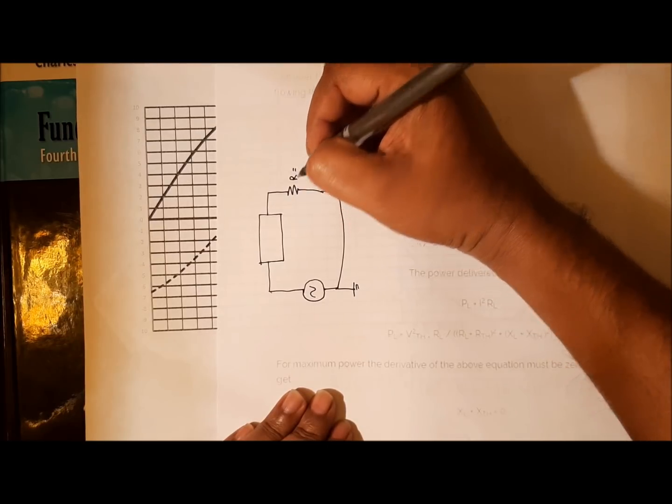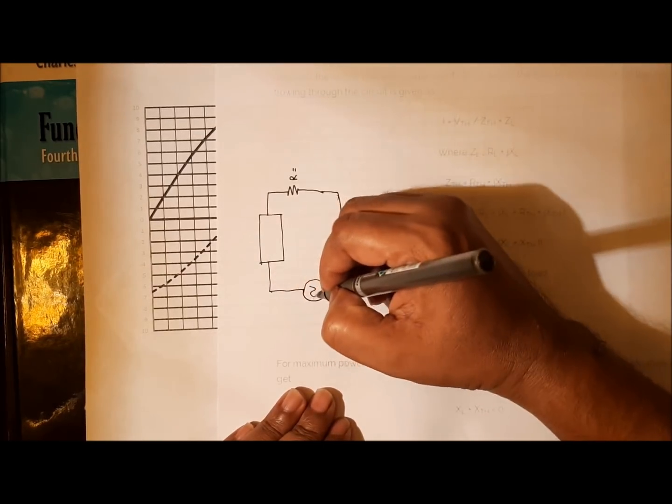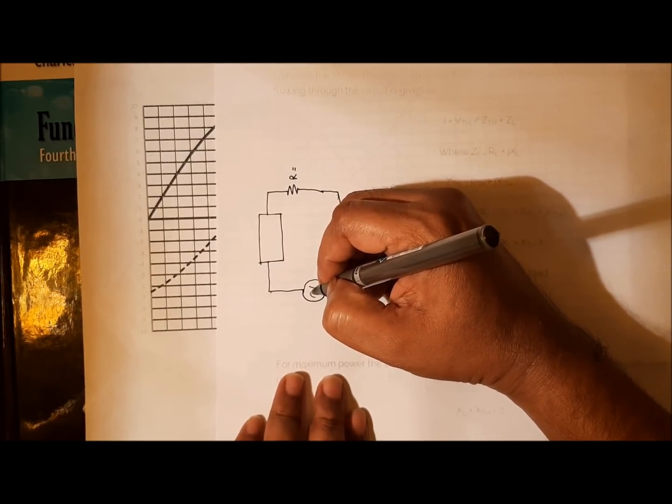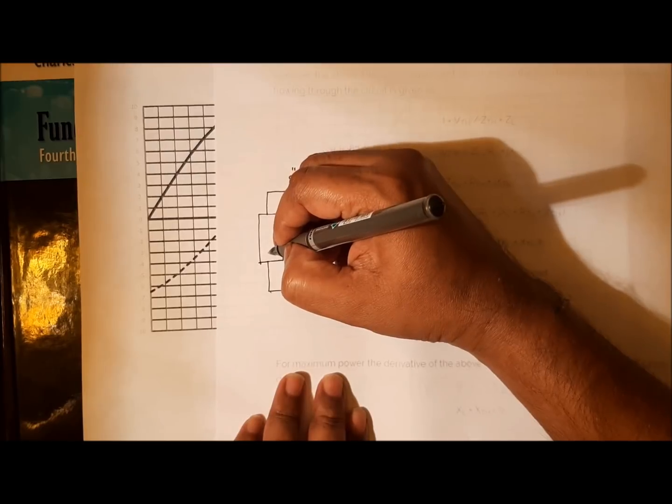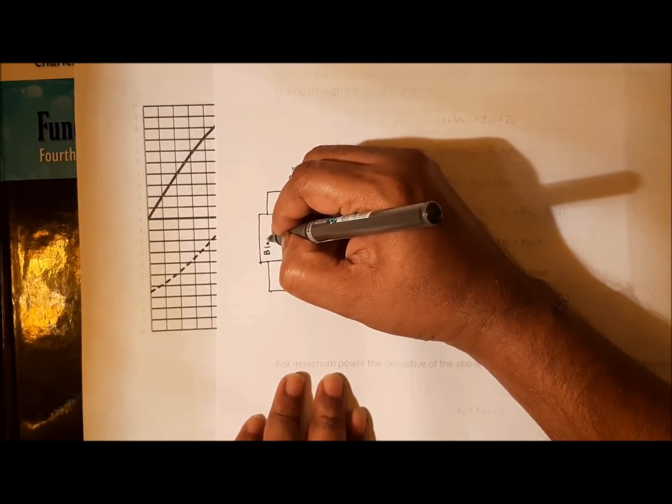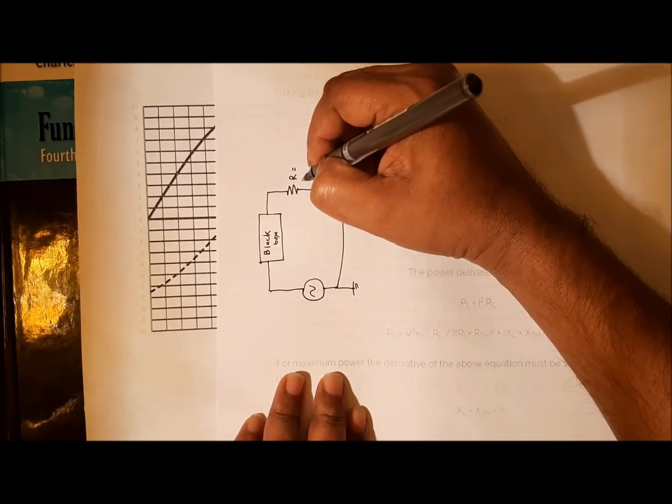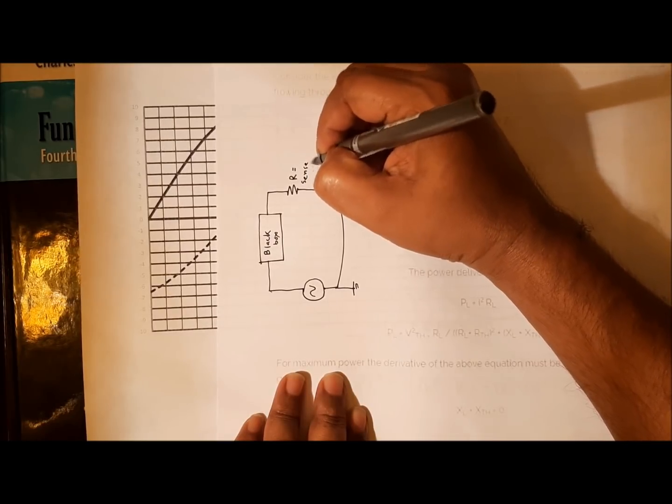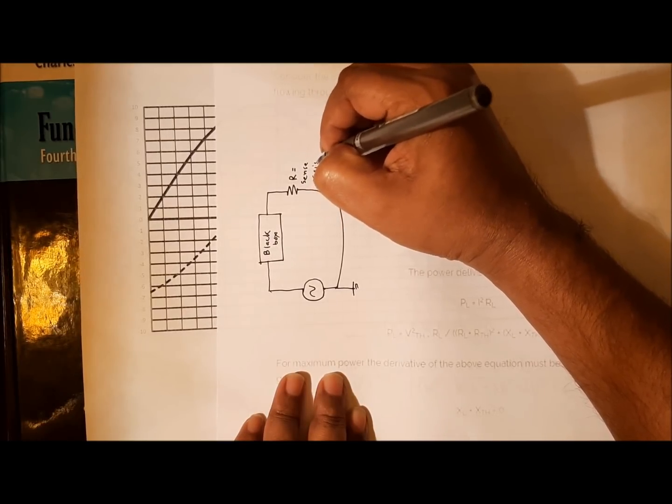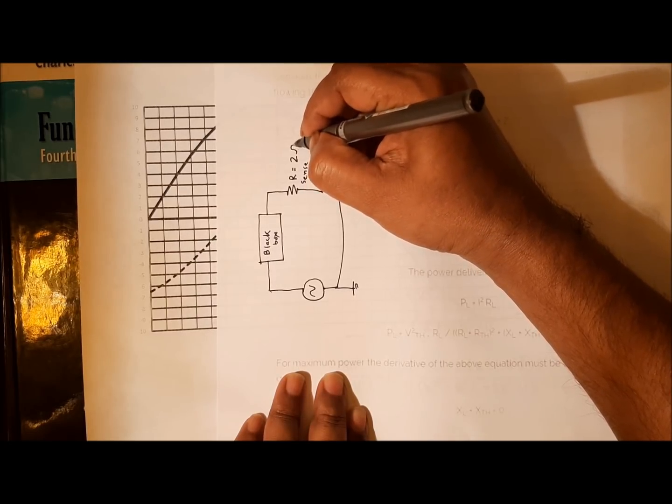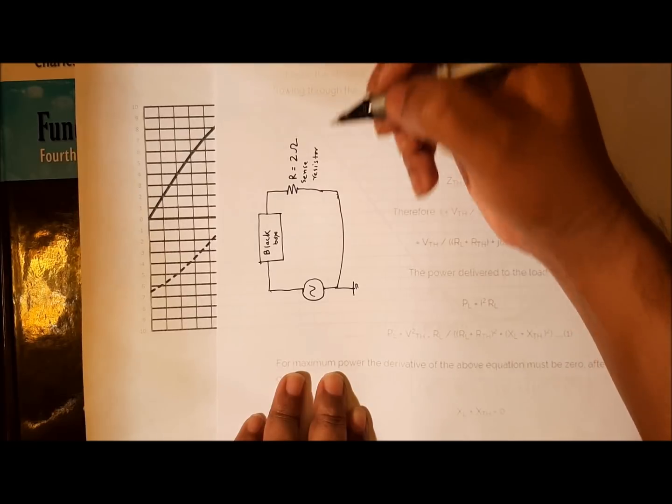So you will be given a circuit like this that will include a voltage source, an AC voltage source, a black box, and a sense resistor. Let's say for this particular example I assume the sense resistor is 2 ohms.